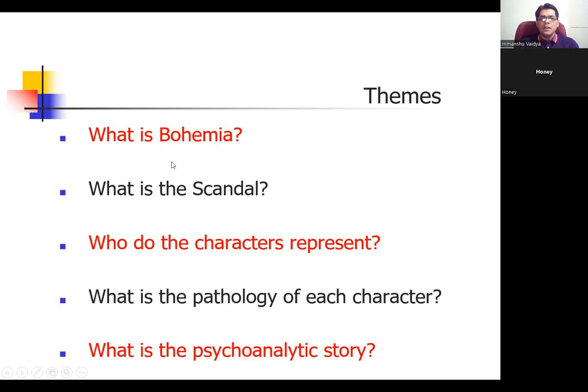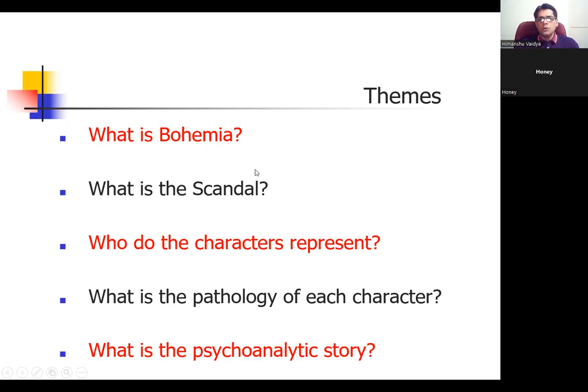In the story we are told Bohemia is a province in Germany whose king has hired Sherlock Holmes on an assignment. So Bohemia is that place whose king has hired Sherlock Holmes. That is the obvious part of the story which we are told, that Bohemia is a place. But we want to know what it means in the unconscious mind. Second, what is the scandal?